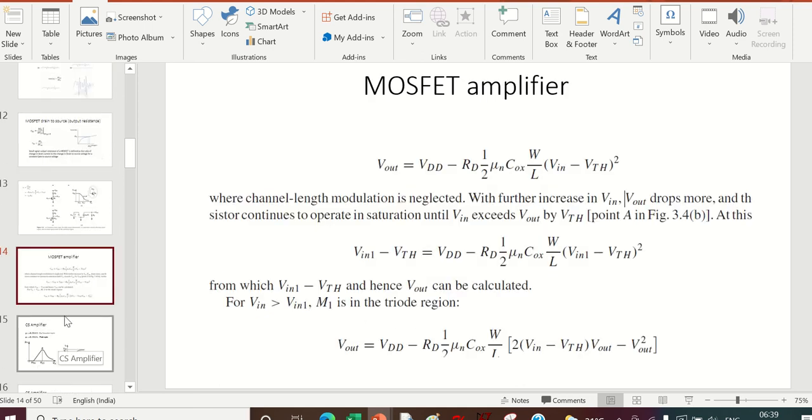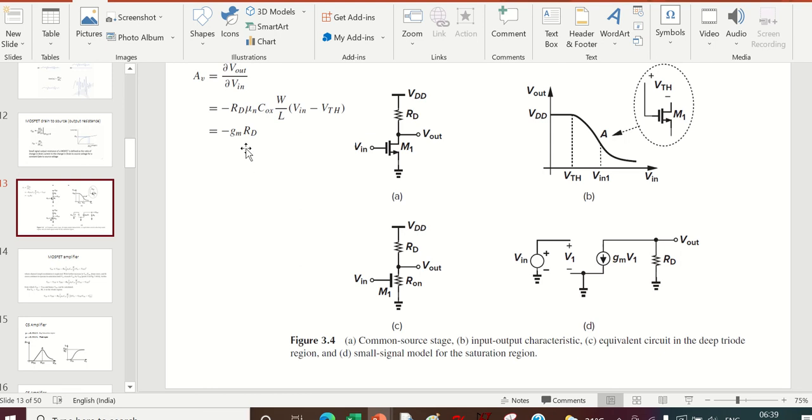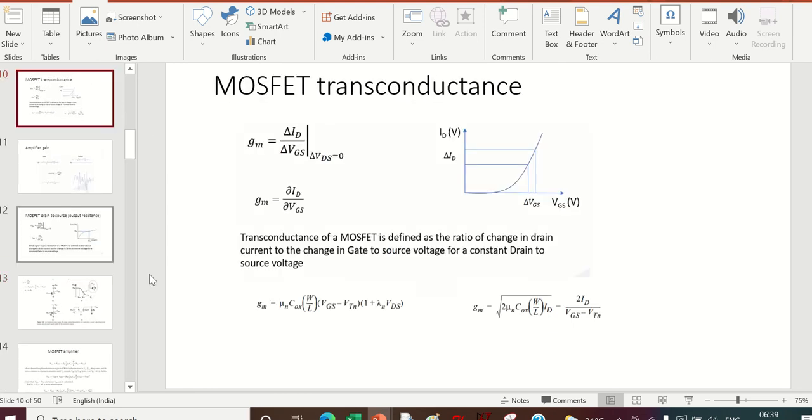So if you want higher gain, what should you do? You should increase the W by L ratio here, or you can increase Vgs minus Vt, or you can increase Vds. Then you can get higher GM. But most of the time, if you want higher GM, we increase the W by L ratio.